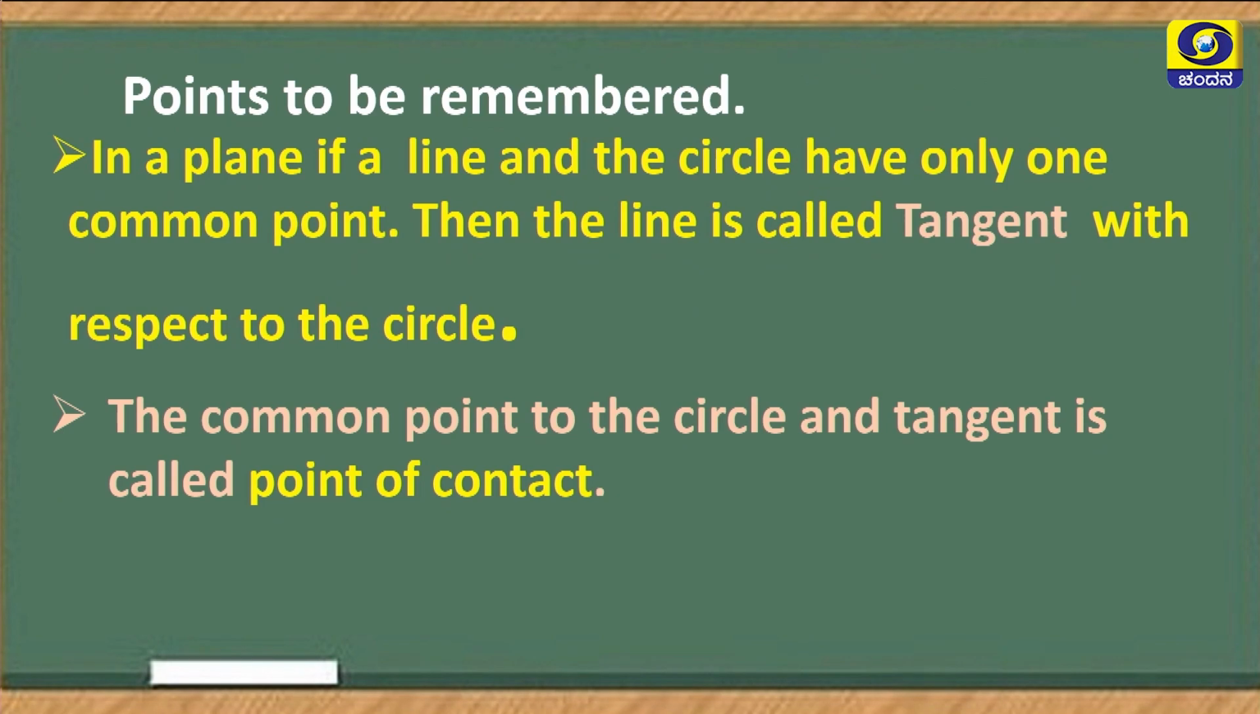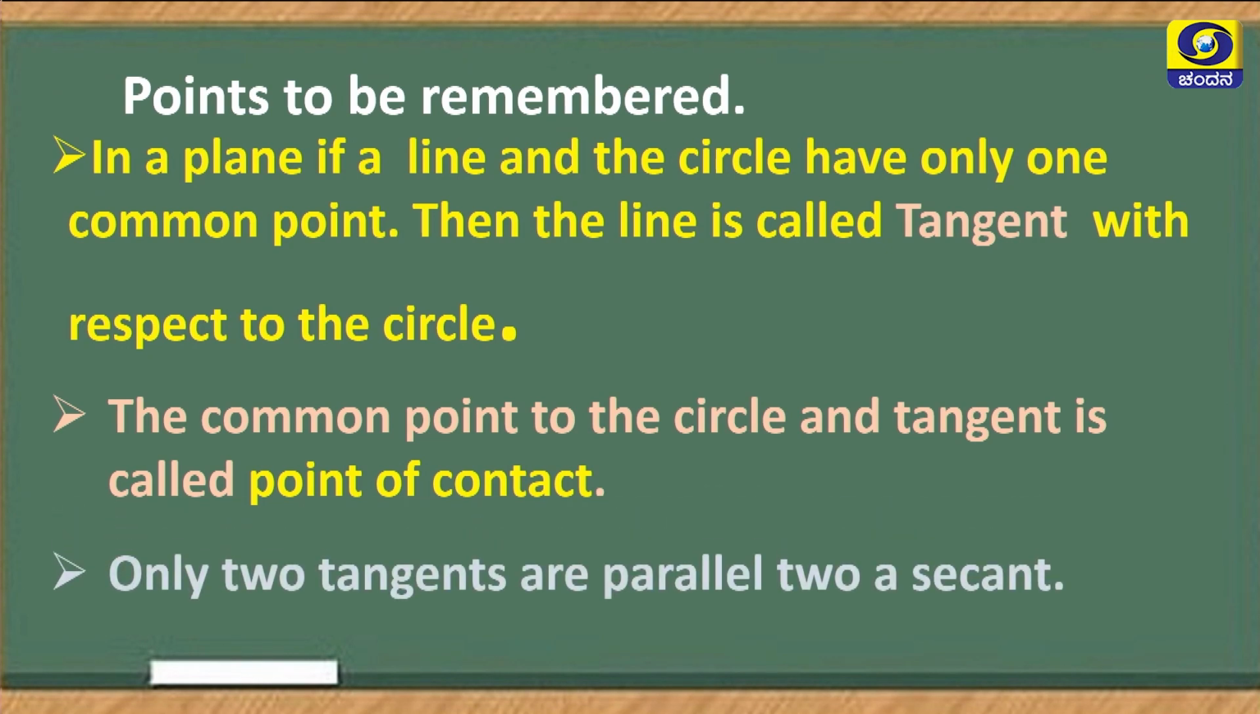Yes, then it is called a tangent with respect to the circle, and that one point where the line meets the circle is called the point of contact. The common point to the circle and tangent is called the point of contact. Only two tangents are parallel to a secant. If you draw a secant to a circle, it is possible to draw only two tangents which are parallel to the secant.